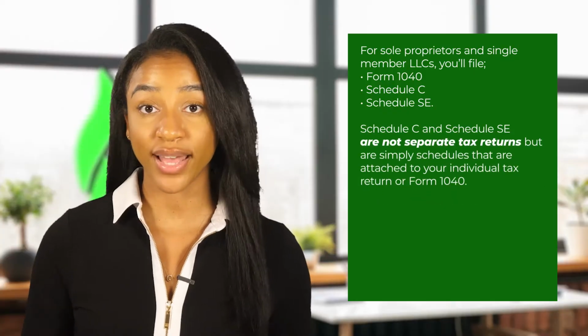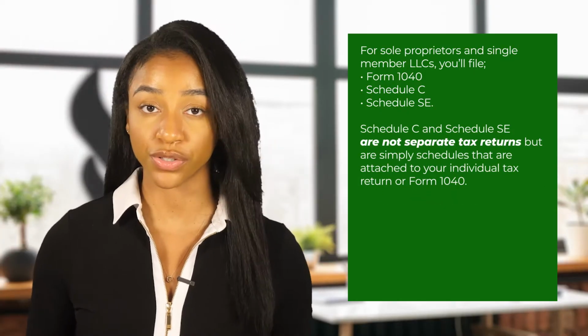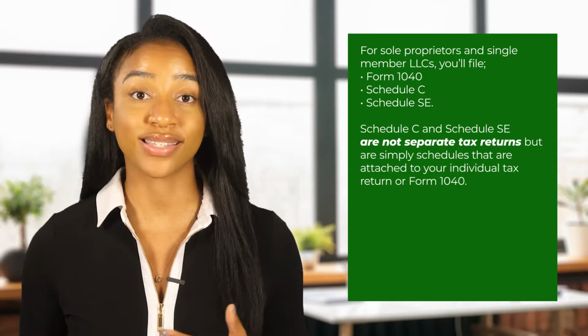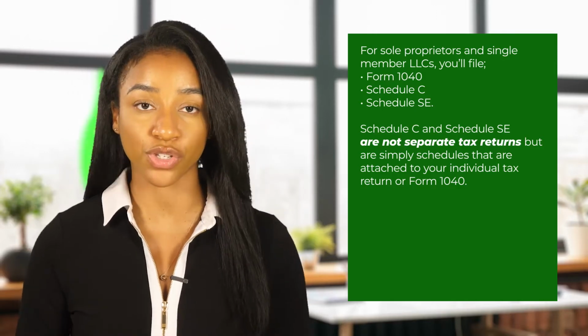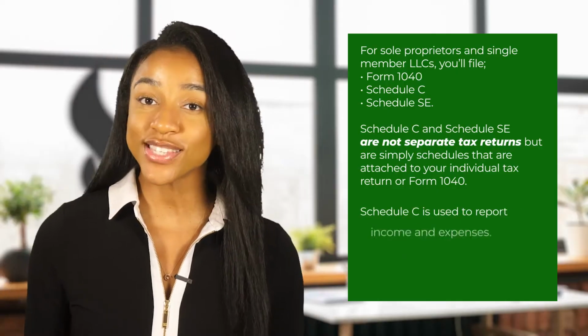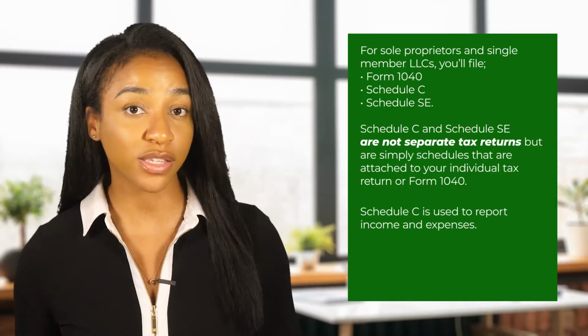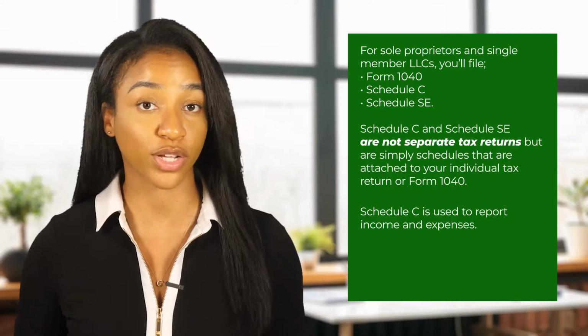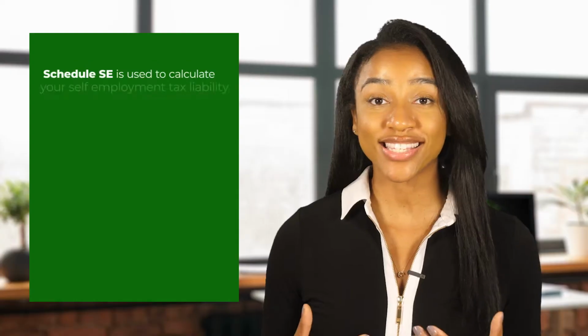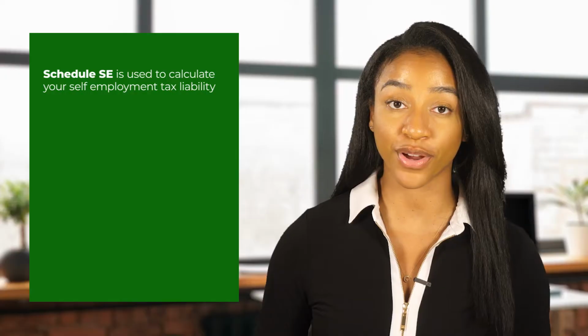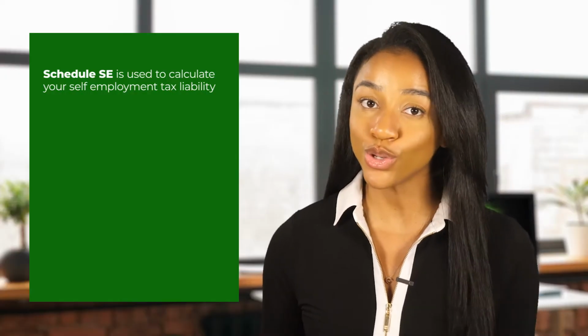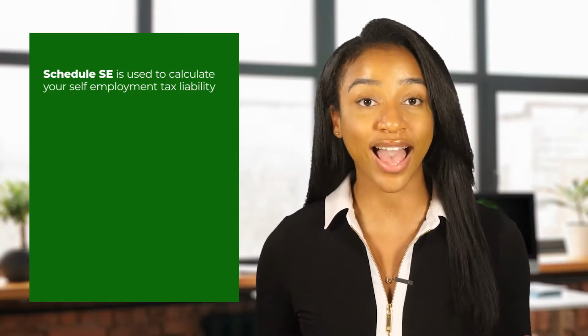Schedule C and Schedule SE are not separate tax returns, but are simply schedules that are attached to your individual tax return or Form 1040. Schedule C is used to report the income and expenses you incurred as a part of your independent contractor work, which is why it is so important to keep track of your income and expenses during the year so filing these forms can be much easier. Schedule SE is also required to be included with your tax return as a sole proprietor and single member LLC because it is used to calculate your self-employment tax liability.